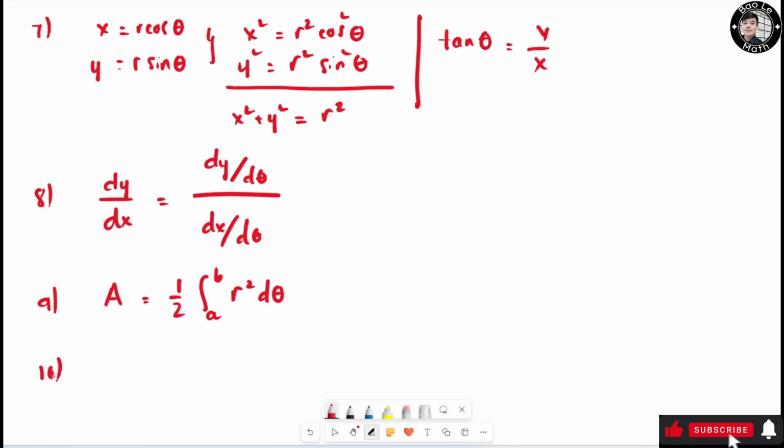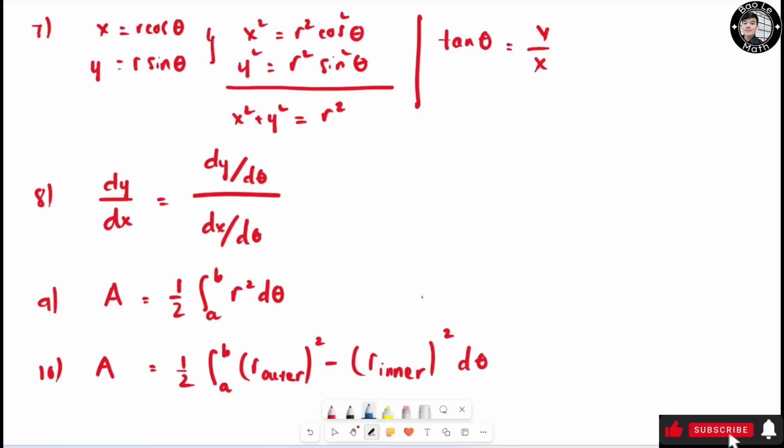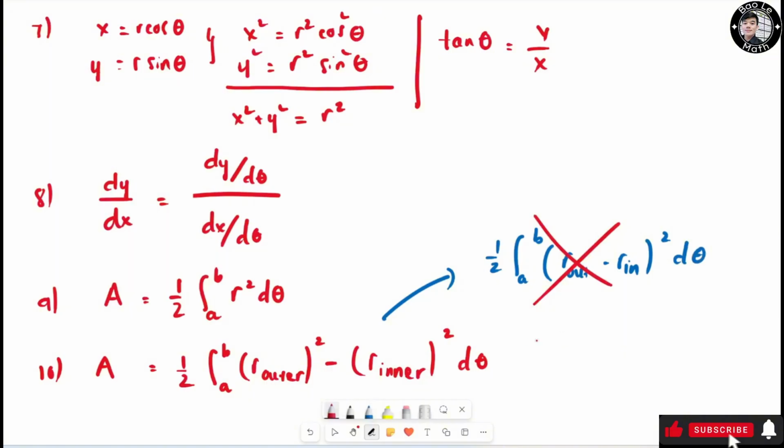Now, number ten, the area between two polar curves. It's going to be A equals 1/2 integral from a to b of the outer radius squared subtract the inner radius squared d theta. Now be careful, you're not going to write it this way: 1/2 integral from a to b of outer radius subtract inner radius altogether squared d theta. This one is completely wrong, so keep that in mind.